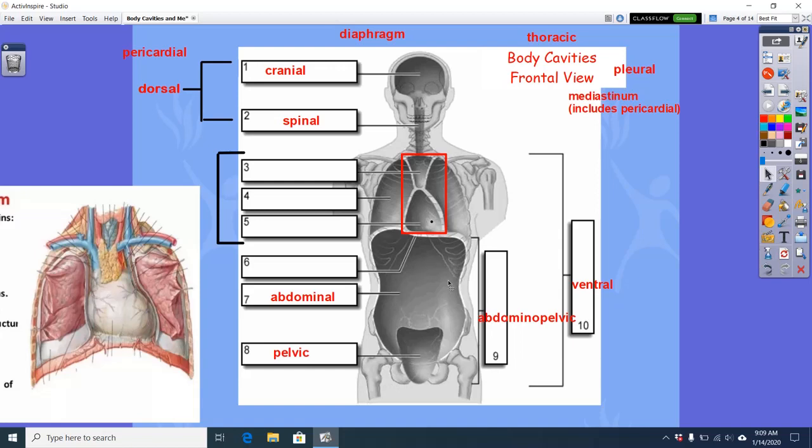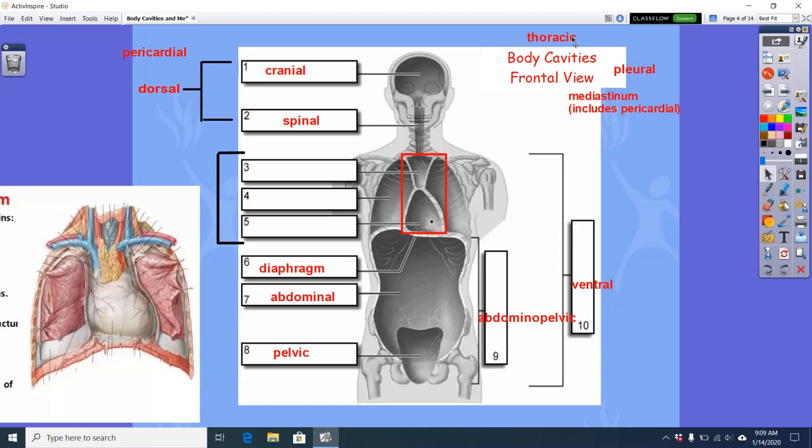We separate the abdominopelvic cavity from the chest cavity by the diaphragm. So we'll come in here and put diaphragm for number 6. You can see a little bit better right here that it'll fully separate the chest cavity from the belly cavity. And it's kind of housed within your rib cage just a little bit. You can see a shadow of the ribs there.